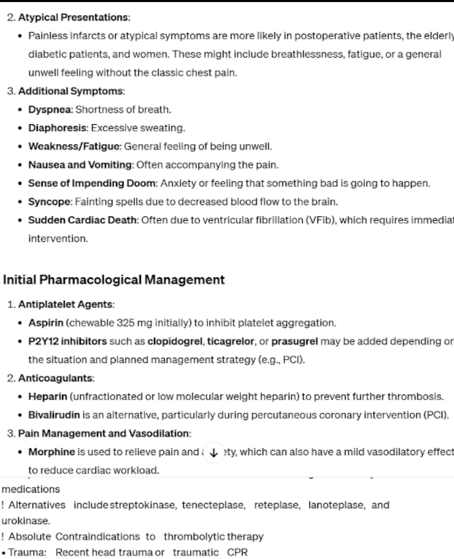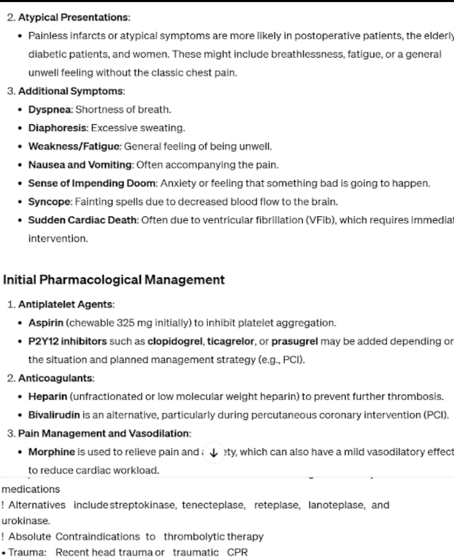Initial pharmacological management: 1. Antiplatelet agents, aspirin, chewable 325 milligrams initially to inhibit platelet aggregation. P2Y12 inhibitors, such as clopidogrel, ticagrelor, or prasugrel, may be added depending on the situation and planned management strategy, e.g., PCI. 2. Anticoagulants, heparin, unfractionated or low molecular weight heparin to prevent further thrombosis. Bivalirudin is an alternative, particularly during percutaneous coronary intervention, PCI.